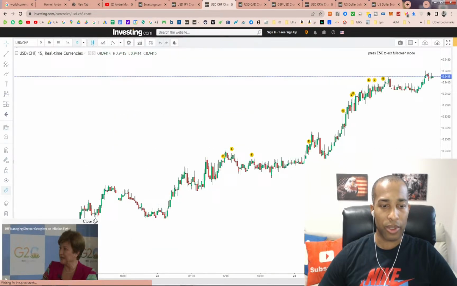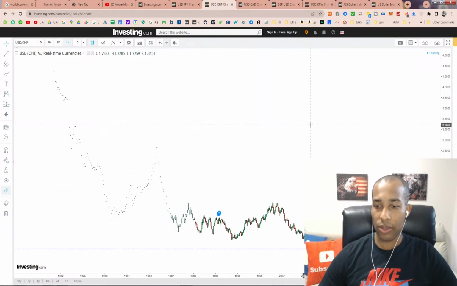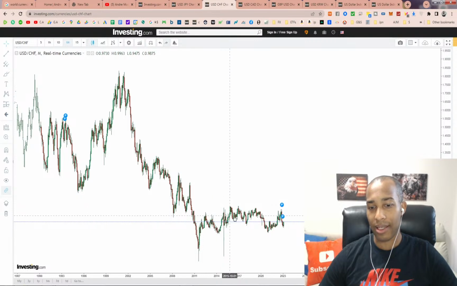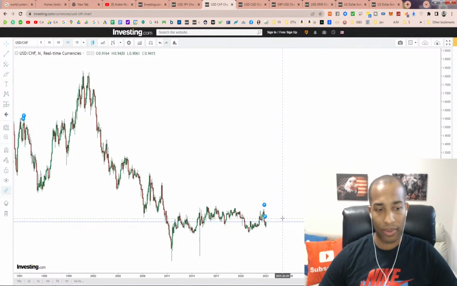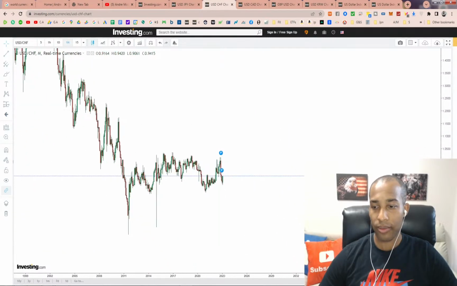Here's the dollar to Swiss franc. Now the dollar to Swiss franc, you can tell that we have been destabilizing a little, maybe bouncing off the small support, but overall, not that big of a movement like the other currencies.